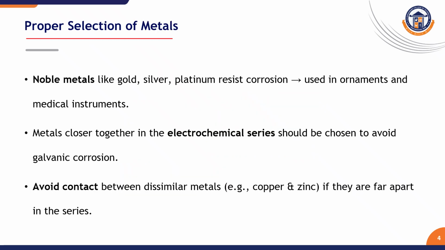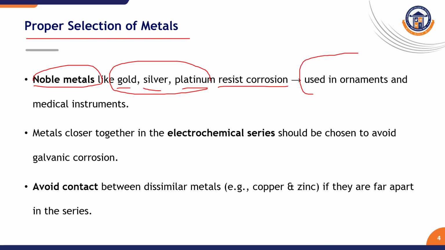So, proper selection of metals. How should we select the metal? First, we know the noble metals. What are the noble metals? We know gold, silver, platinum. These noble metals resist corrosion. They will not undergo any corrosion, so we use them only in ornaments and medical instruments. Okay. Then metals close together in the electrochemical series should be chosen to avoid galvanic corrosion.